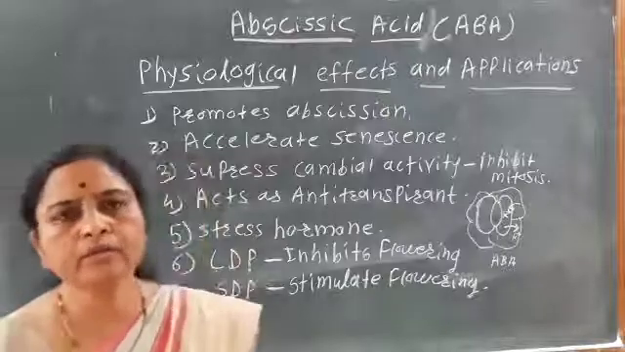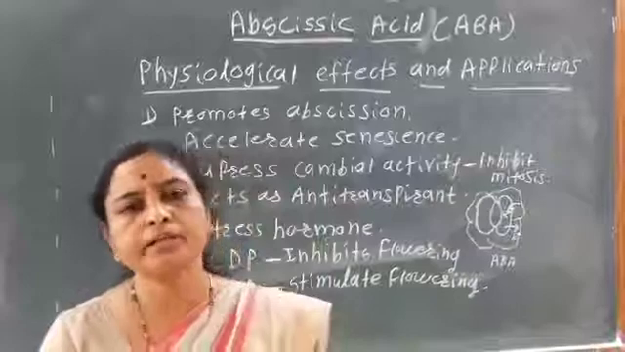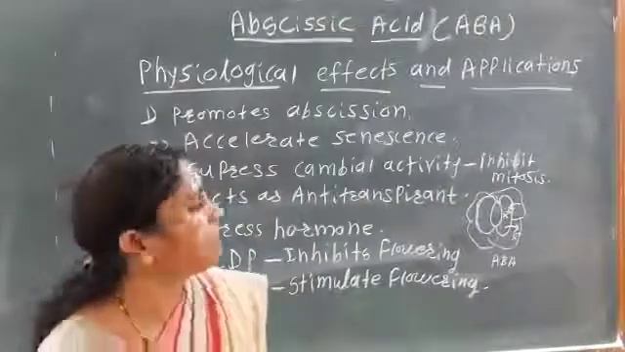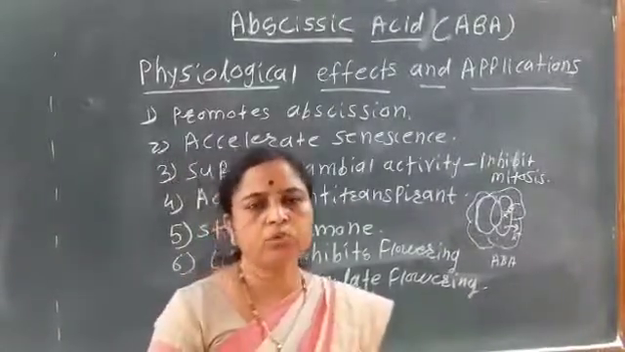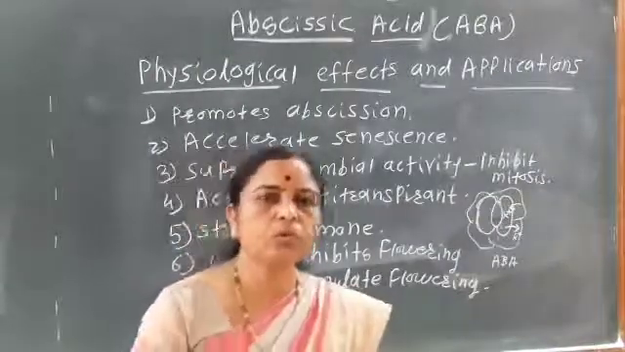So students, today we saw the two growth hormones. One is ethylene and another is abscisic acid. So these two are the growth inhibitors. Okay students, so today we stop here.